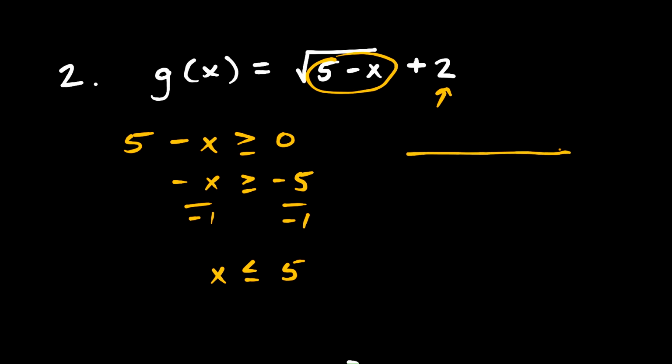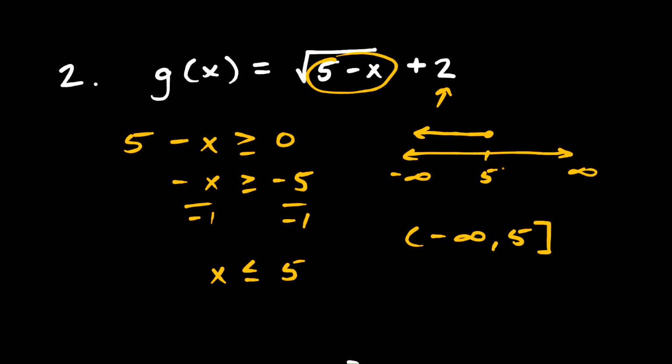Again, we can throw it on a number line, just so we can see it if we need interval notation. So we're going to put our key points, the 5, negative infinity to infinity. So we can be 5 or less than or equal to. So now our answer in interval notation is negative infinity to 5, and the 5 is inclusive again.